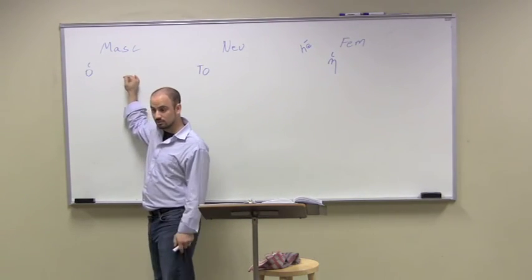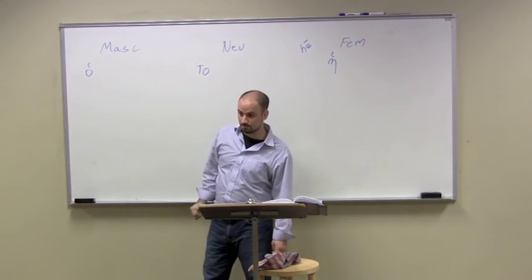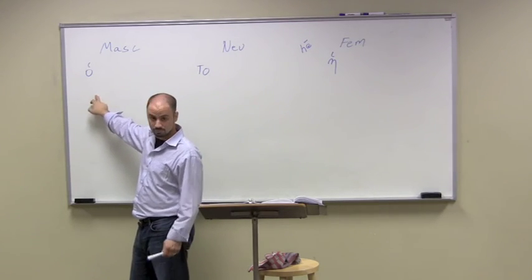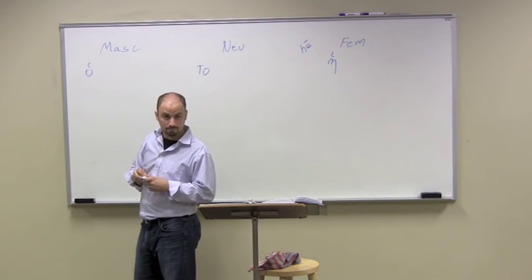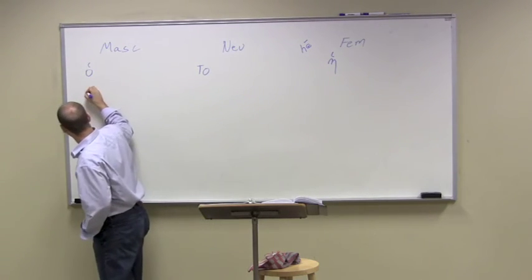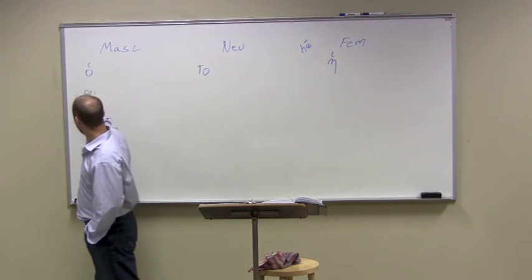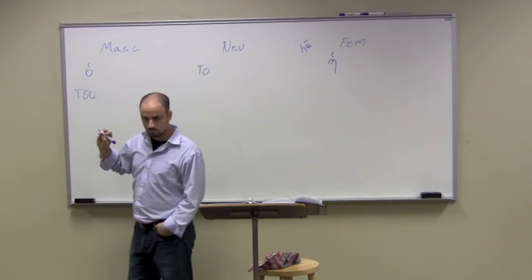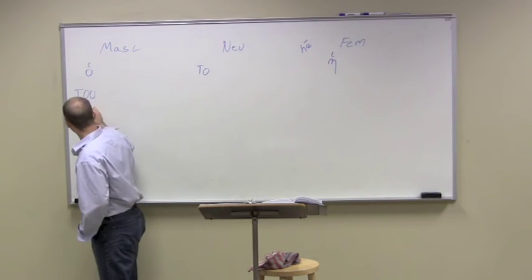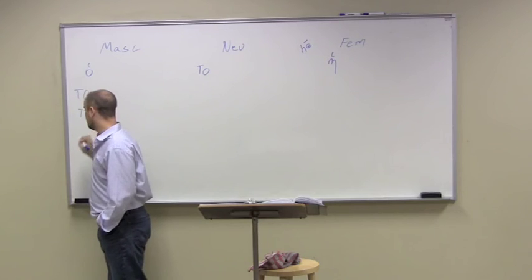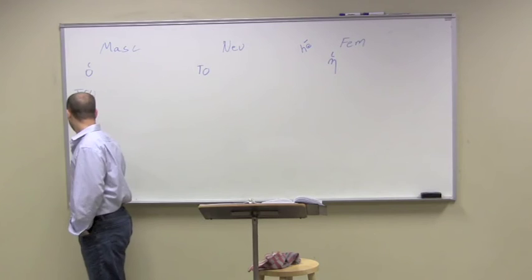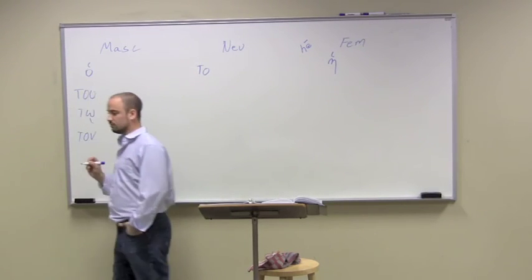Everything else is going to follow your endings. So what was your genitive ending for masculine? Ou. Good. Now, for the article, you just add a tau in front of it. What was your dative? Oh. You just add a tau in front of it. What was it for your accusative? On. You just add a tau in front of it.